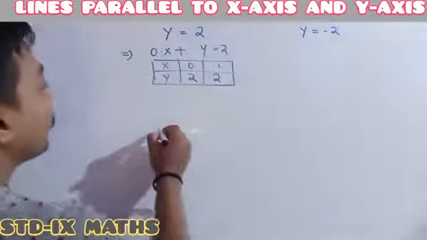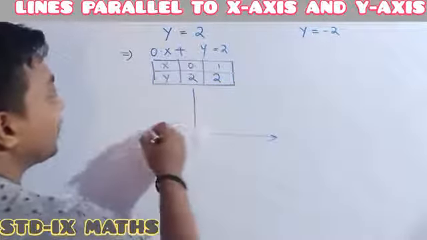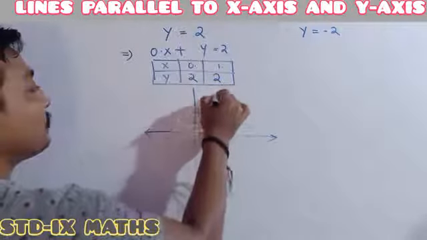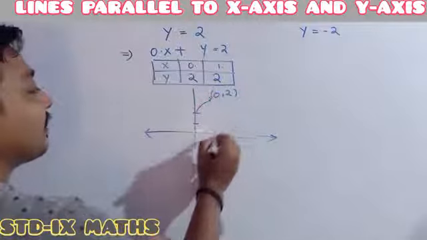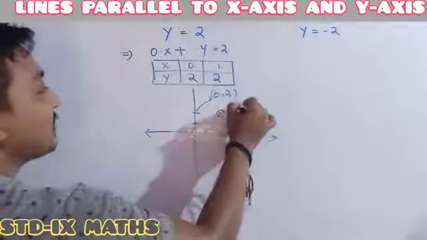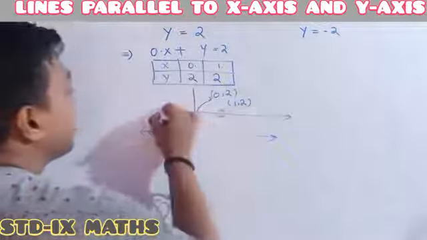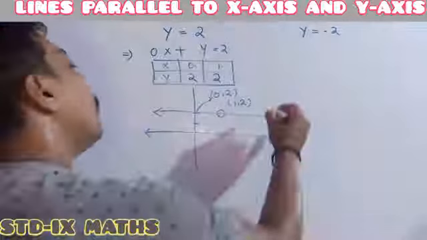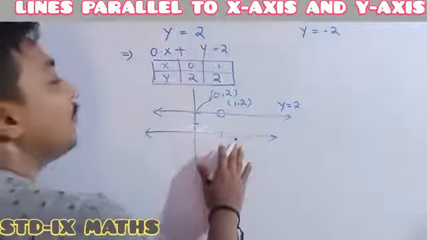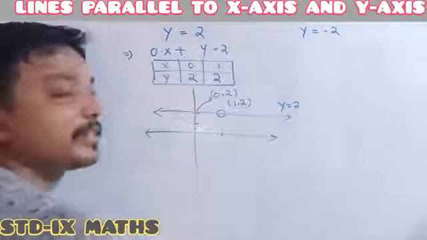And whenever you do the graphical representation, just see, in the graphical representation, first one is 0, 2, this one is our 0, 2. Then after that 1, 2 means this one is 1, this one is our 2. It means it is our 1, 2. So whenever you draw the line, you get y is equal to 2, a line which is parallel to the x-axis at 2 units towards the upper side.